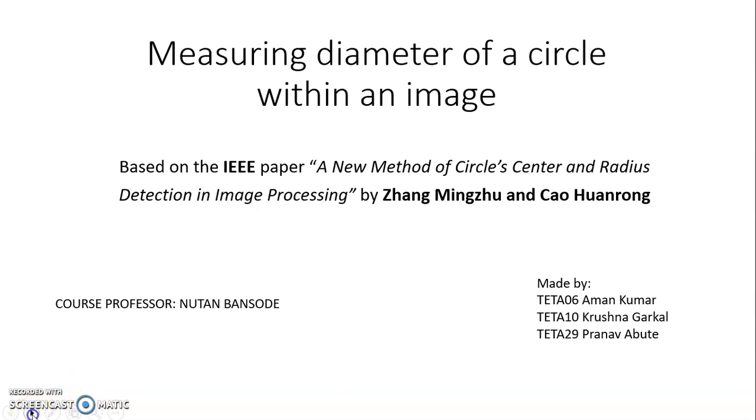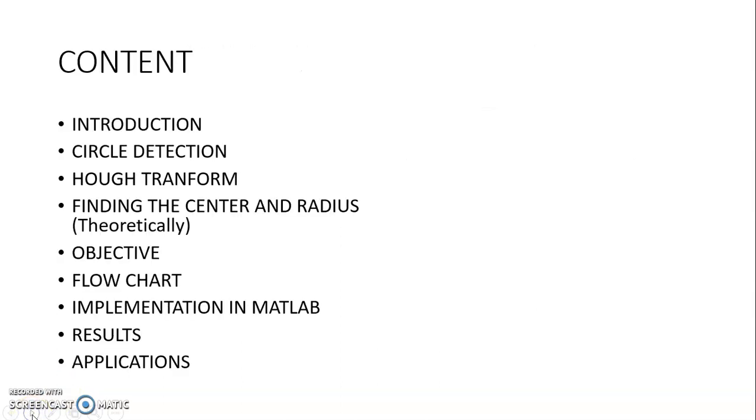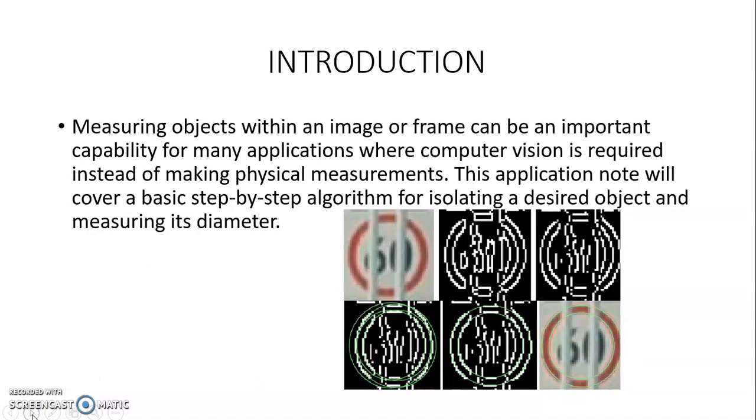So let's see what all we are going to do in this presentation. These are all the topics that we are going to discuss one by one. So let's start. Why do we need to detect a circle or to measure its diameter? The answer is, whenever the human eye is not able to detect a circle or to measure its size, then this concept comes really handy. Measuring objects within an image can be an important capability for many applications where computer vision is required instead of making any physical measurements.